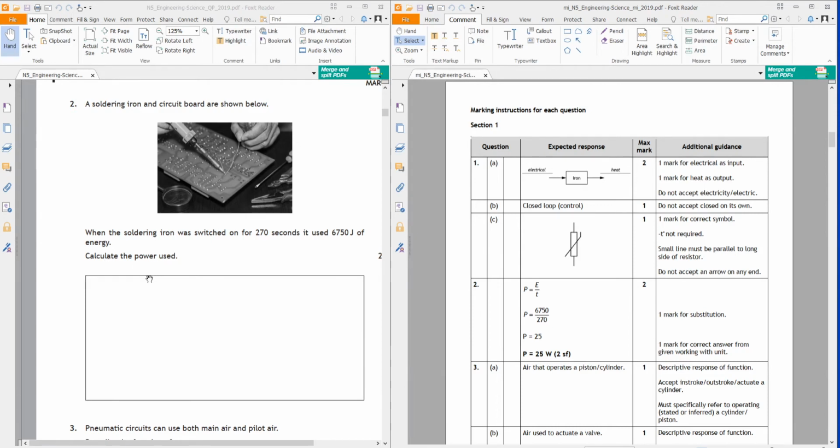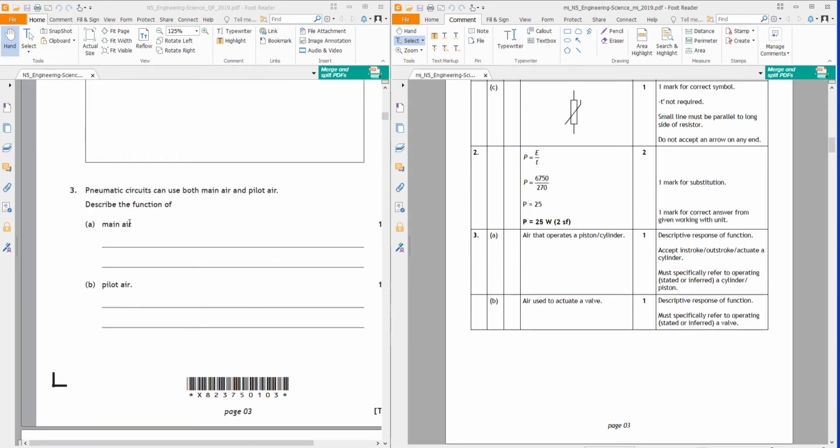Calculate the power used. The power is the energy divided by the time. Okay, so the quicker you do it, the more powerful you are. Right? So the energy in this case is 6750 joules, and it's divided by the time. The time has to be in seconds. Okay, so there we go, 25 watts.